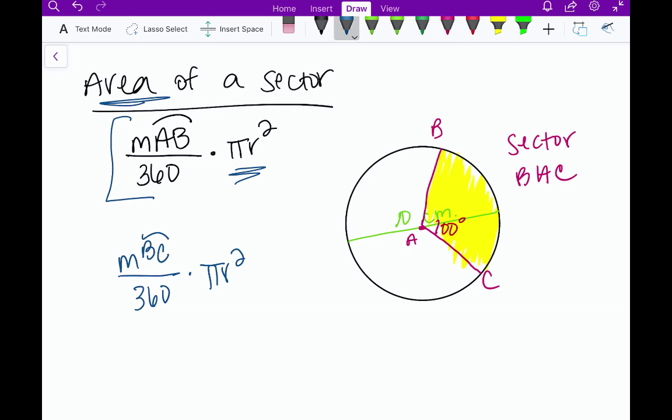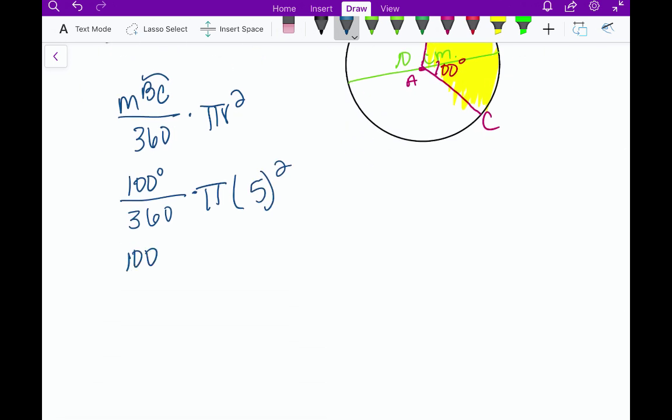So the measure of arc BC is 100 degrees, because angle BAC is a central angle and it's 100 degrees. So 100 degrees divided by 360 times pi times the radius. The diameter here is 10, so the radius is 5 squared. So I'm going to simplify that. 100 over 360 times 25 pi. So really, again, what I'm doing here is I'm going to divide 100 divided by 360, and then I'm going to multiply that by 25. And that gives me 125 over 18 pi.